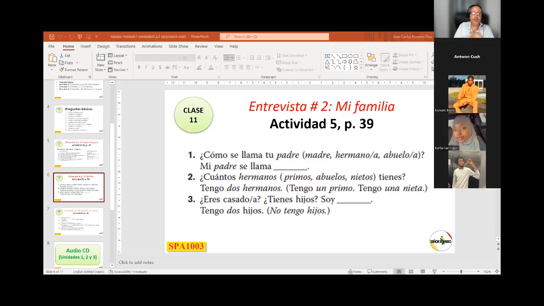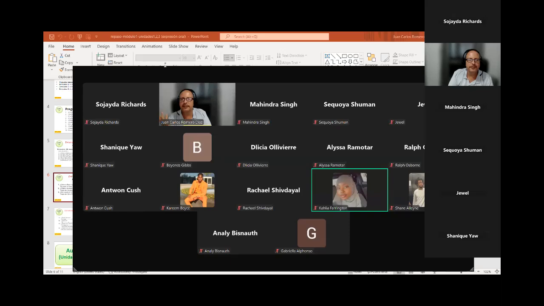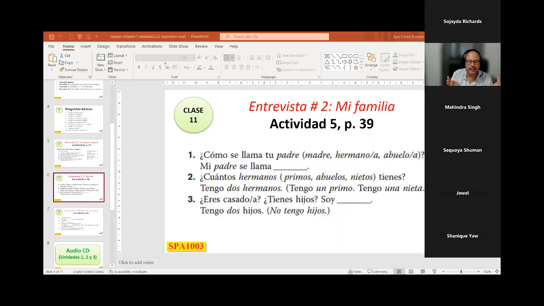Let me see. ¿Cómo se llama tu padre? ¿Cómo se llama tu madre? ¿Cuántos hermanos tienes? ¿Eres casado? ¿Tienes hijos? I think this is easy. Anybody who wants to answer all the questions of this slide? Come on, don't chicken out. These are just three questions. ¿Nadie? Kalia, you're always a brave one. Shame on you all.